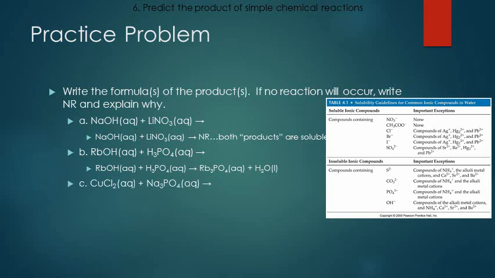Next one, we have copper 2 chloride and sodium phosphate. This will give us a precipitation reaction. One of the products is insoluble. That's the copper 2 phosphate. Notice phosphates are listed as insoluble, and then the copper 2 ion is not listed as an exception. So that will not be dissolved in water. That will precipitate out as a solid.